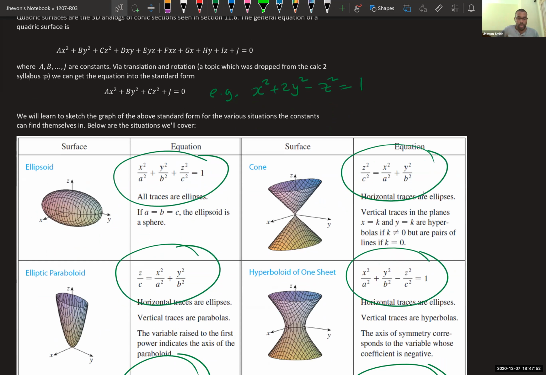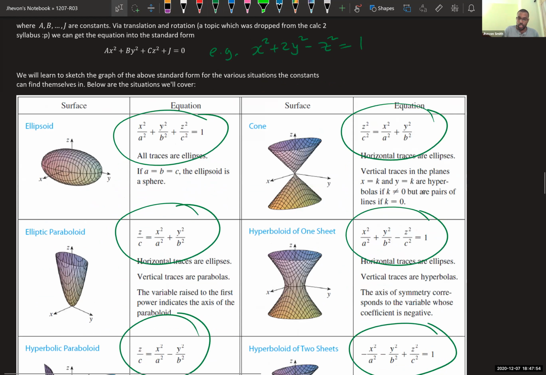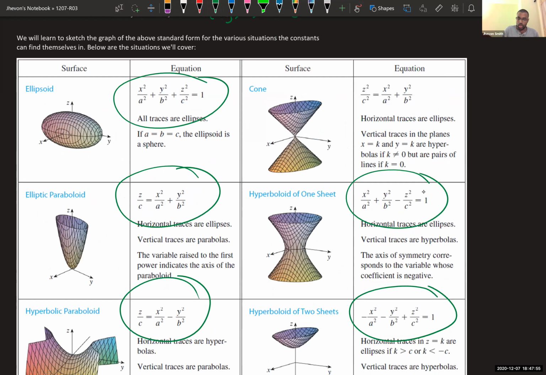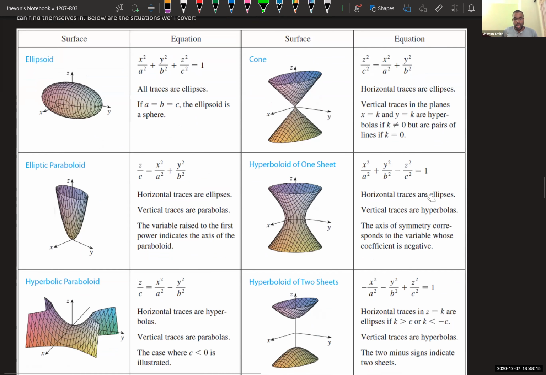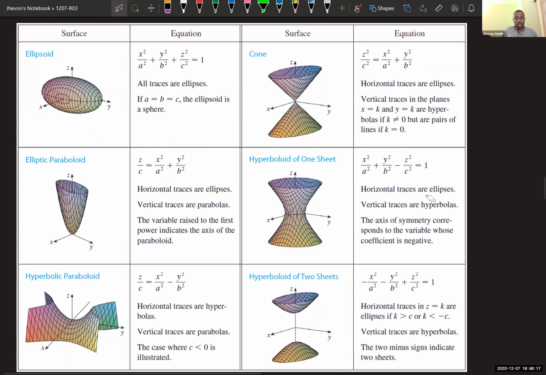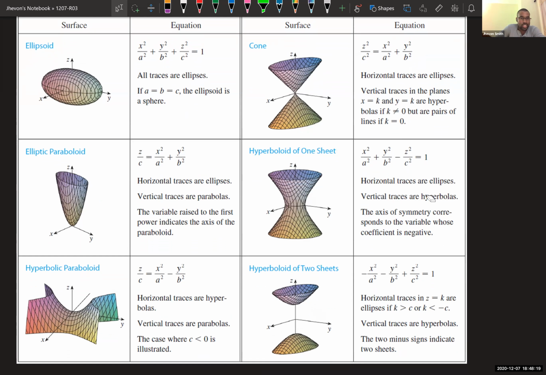So for example, for the first one, which is the ellipsoid, which is the one I left circled here, that is what we would get if I choose A to be 1 over A squared, B to be 1 over B squared, C to be 1 over C squared, and J to be minus 1. I get an ellipsoid, right? Okay, so these are the equations. And on one hand, you could just memorize them and just know that this is what they are.